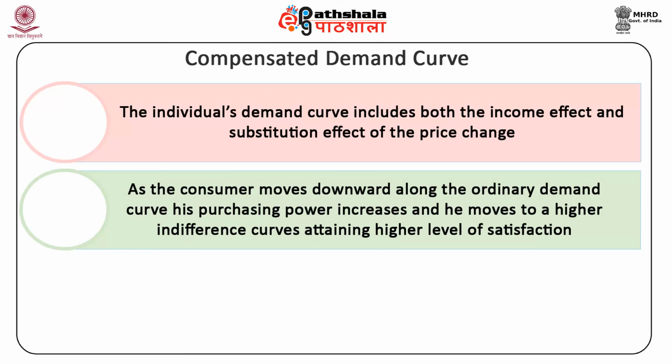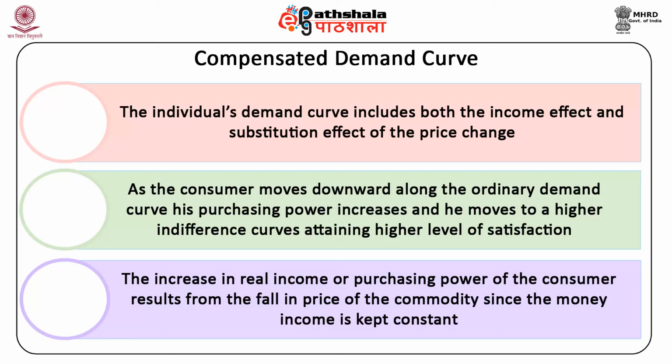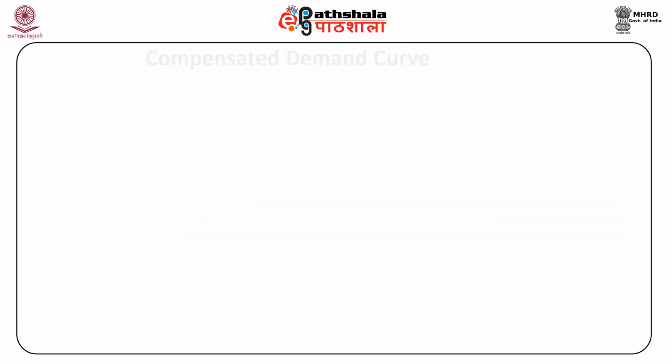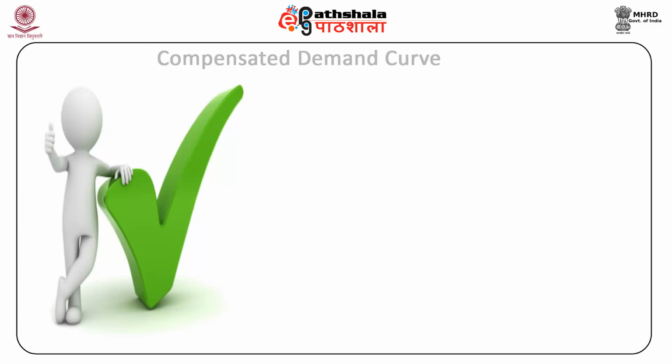As the consumer moves downward along the ordinary demand curve, his purchasing power increases and he moves to a higher indifference curve, attaining a higher level of satisfaction. The increase in real income or purchasing power of the consumer results from the fall in price of the commodity, since the money income is kept constant. But sometimes we are more interested in studying the change in quantity demanded when real income is held constant rather than money income being held constant.